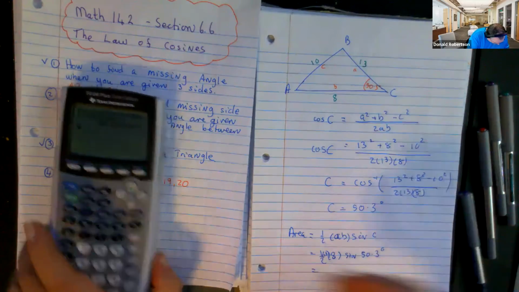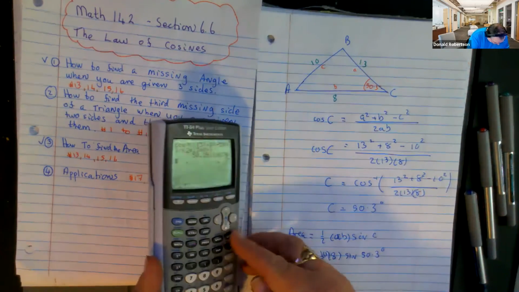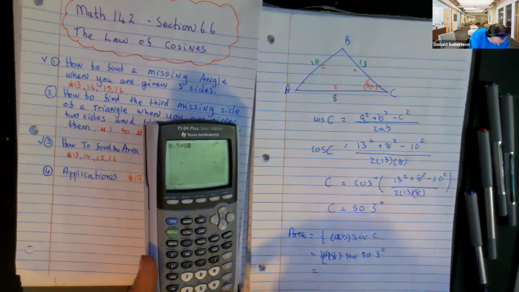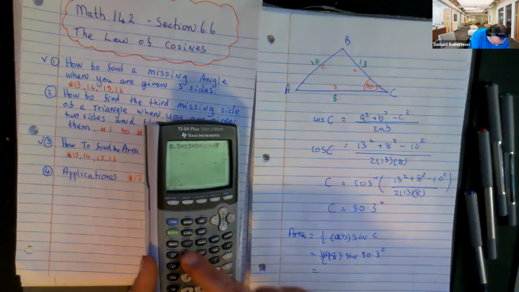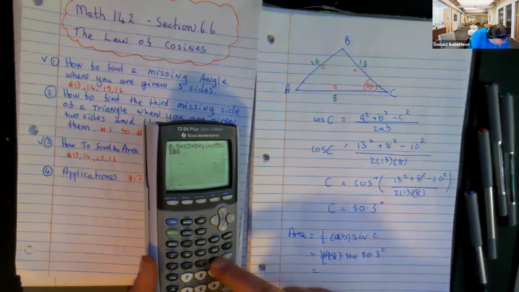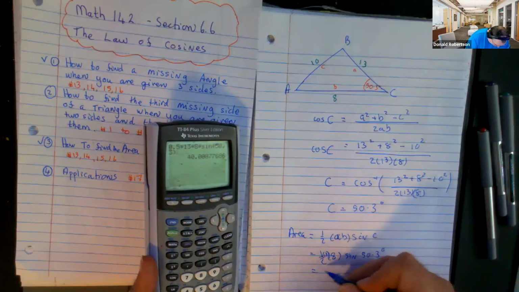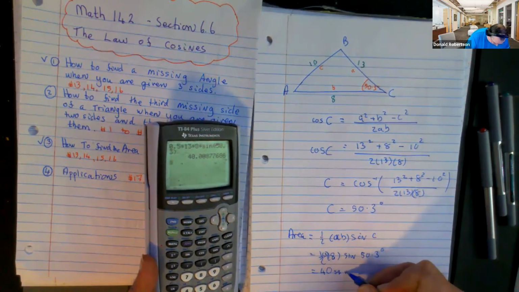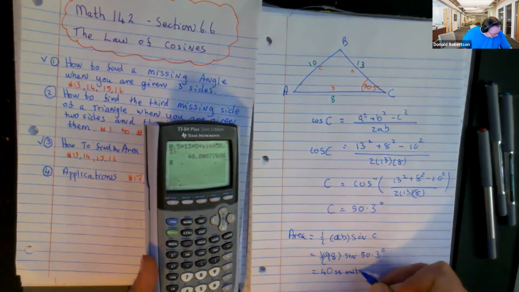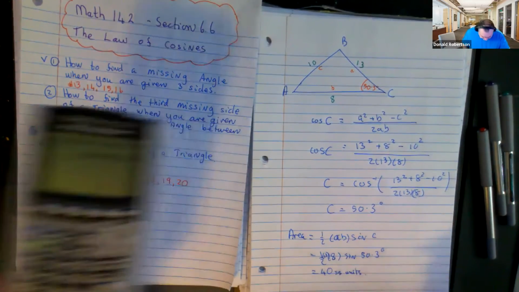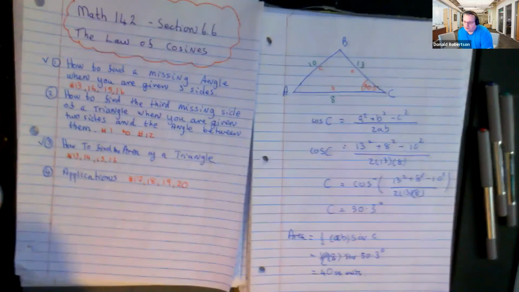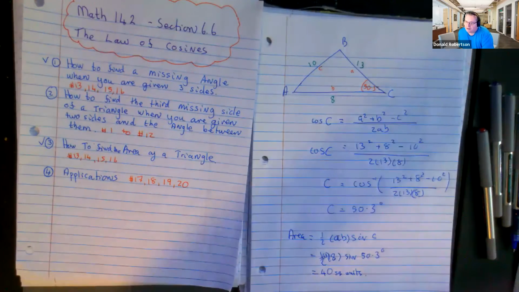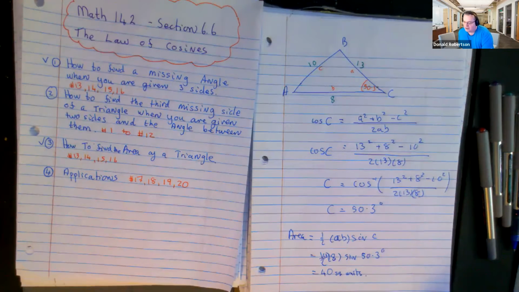I'm just going to put a half in as 0.5 times 13 times 8 times the sine of 50.3. And that comes out, well, 40 square units. Right, are we pretty comfortable now that if I give you a triangle with 3 sides, you can do everything you could possibly want, right? Get all the angles, even get the area if they ask you. Feel comfortable about that?